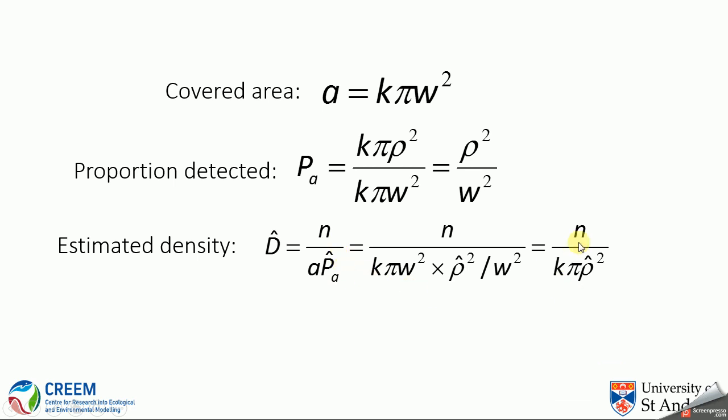And so what we end up with is estimating density from the numbers counted divided not by the total area surveyed, but by the effective area surveyed: pi rho hat squared for each point, times k for the number of points.